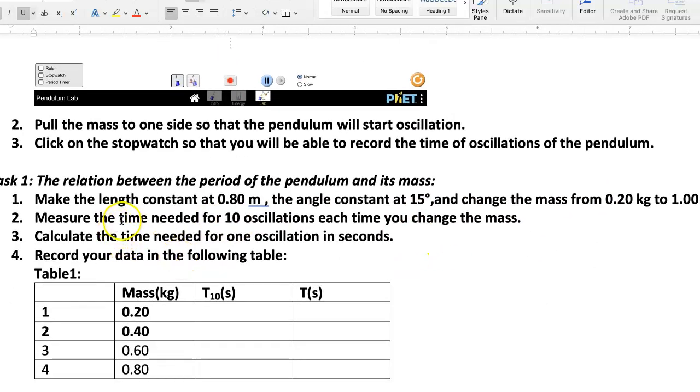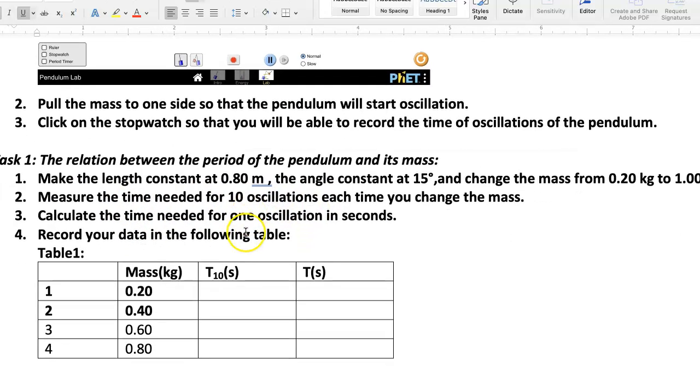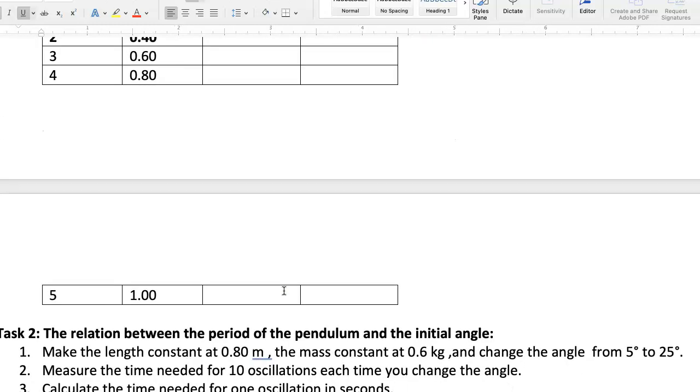Now you are going to measure the time needed for 10 oscillations each time you change the mass, and then you are going to calculate the time needed for 1 oscillation. Here you are going to record the T10, which is the time for 10 oscillations, but here you will calculate the time for 1. Then this number divided by 10 is going to be the period. Why are we measuring 10 oscillations? Because the time for 1 oscillation is really small, and if we just measured 1, our uncertainty in time would be very large. And then we are going to record the data here.